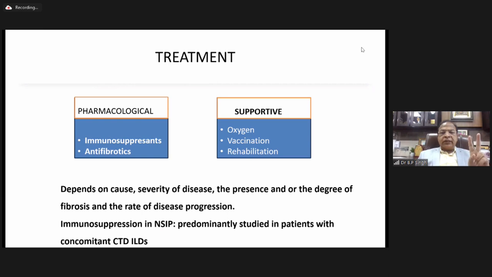There are two specific treatments, the pharmacological treatment and the supportive. In the pharmacological treatment, the immunosuppressants and the antifibrotics are the mainstay of the therapy. In the supportive, you all know the oxygen, the vaccination, the rehabilitation. And it depends on the cause, severity of the disease, the presence or degree of fibrosis, and the rate of disease progression. Immunosuppression in NSIP is predominantly studied in patients with concomitant CTD-ILD.